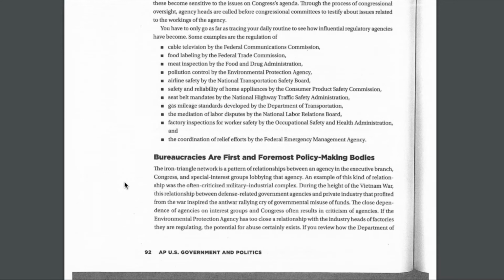And that leads us to the iron triangle then. It's the relationship between an agency or department in the executive branch, a congressional committee, and a special interest group where they're lobbying. So again, they're always working hand in hand, whether it's for research, money, votes, ideas, or implementation. They are working for each other in that iron triangle relationship.